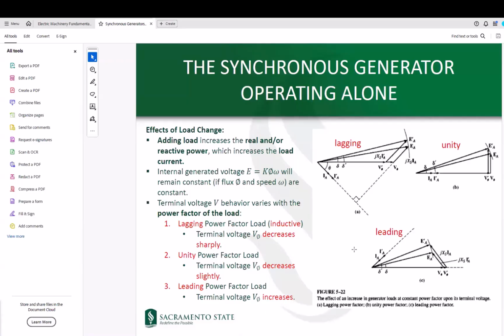Let's talk about the synchronous generator when it is operating alone. So, single generator operation.